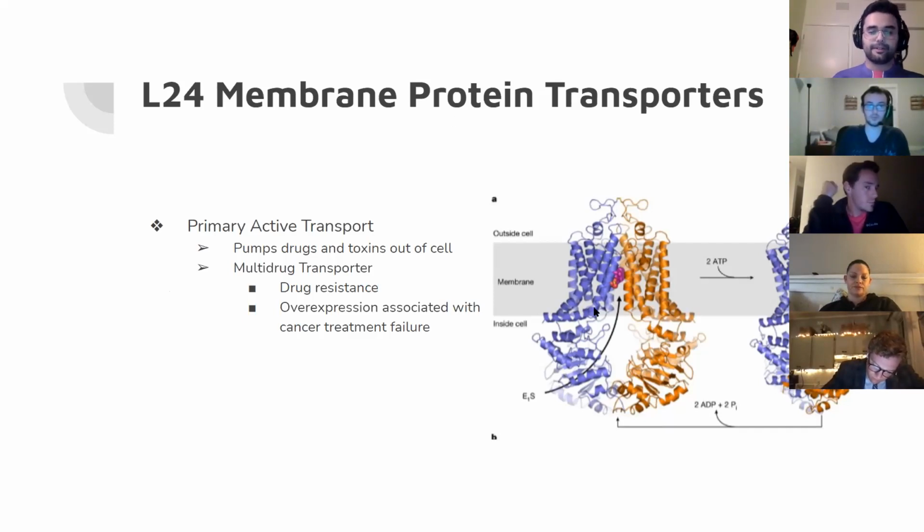The big thing to know about these multi-drug transporters is that we're actually using 2 ATP to pump them out. So that's, I think, the big deal about it.